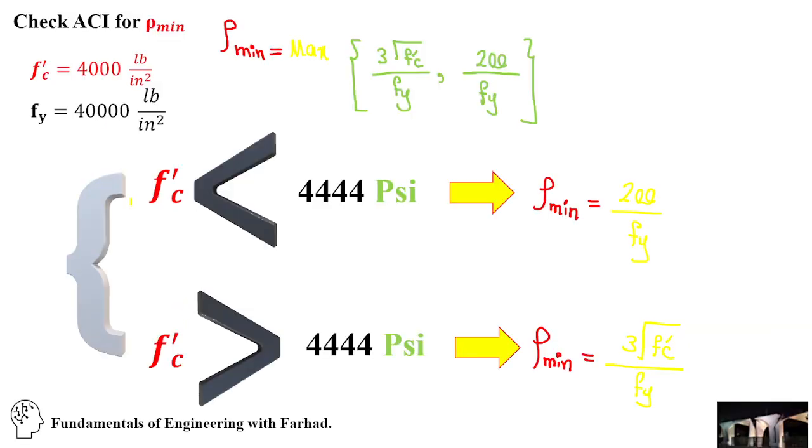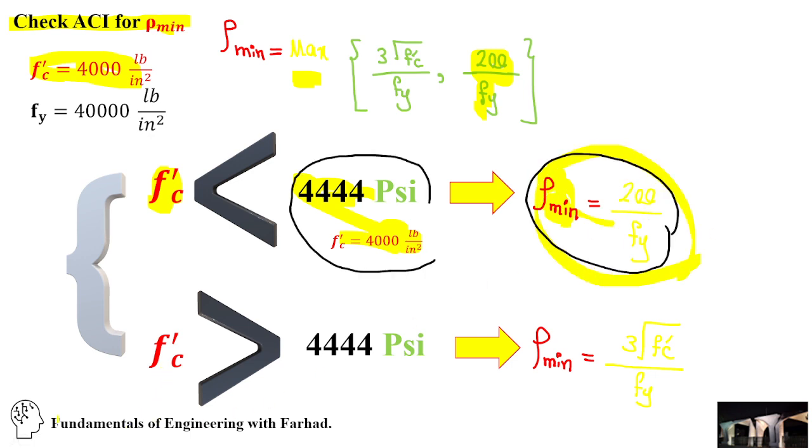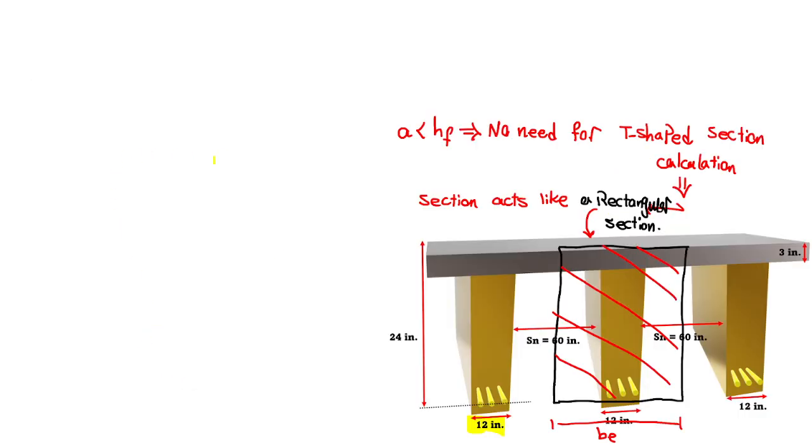And then we need to also check the ACI requirement of rho minimum. Again, f'c is 4,000, less than 4,400, so this number is controlling, the maximum of these two. Our rho minimum is equal to this one, and then we can double check: rho available should be bigger than rho minimum. Rho available is As over bw d.